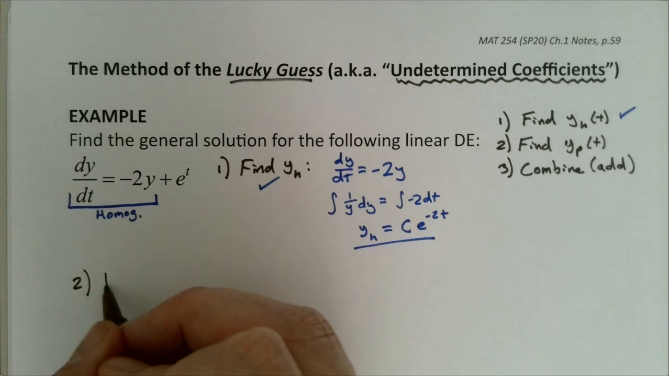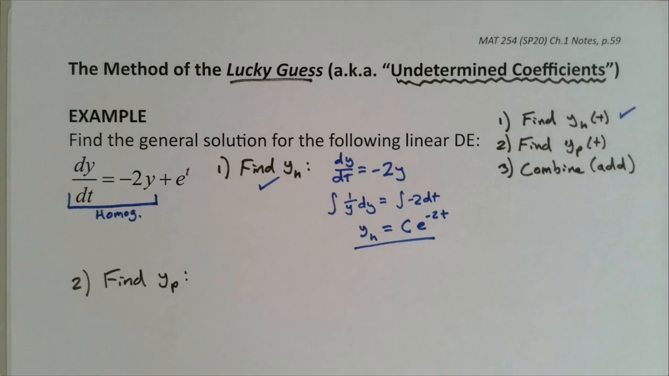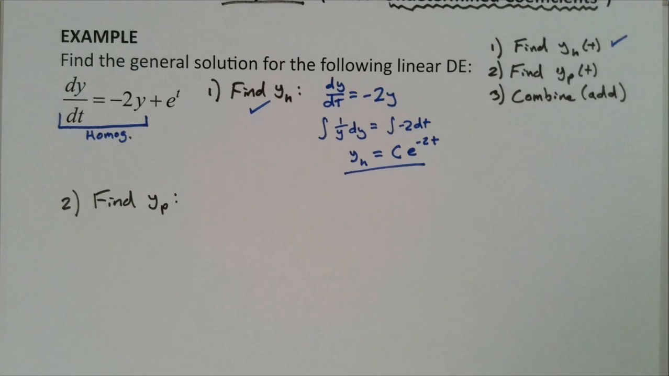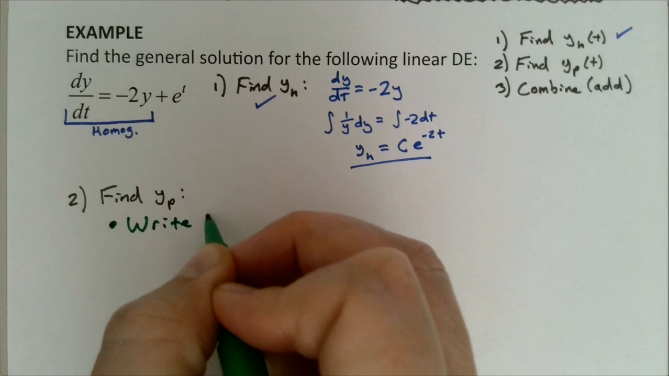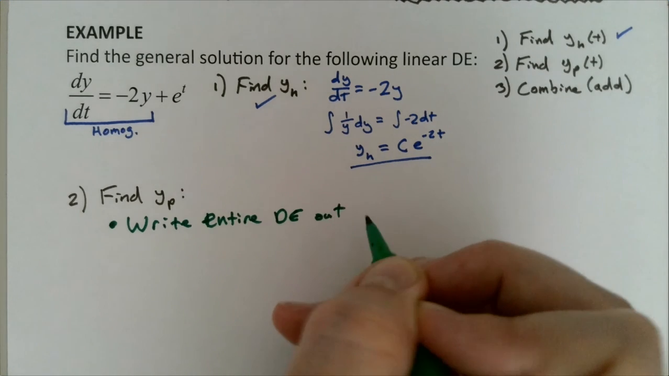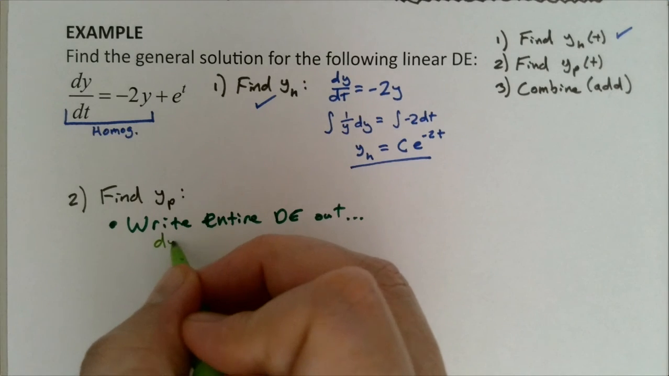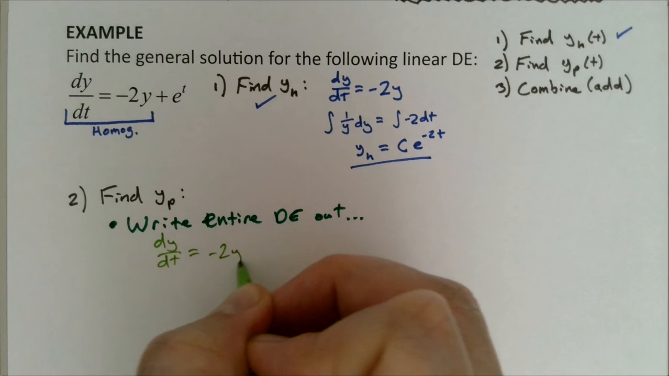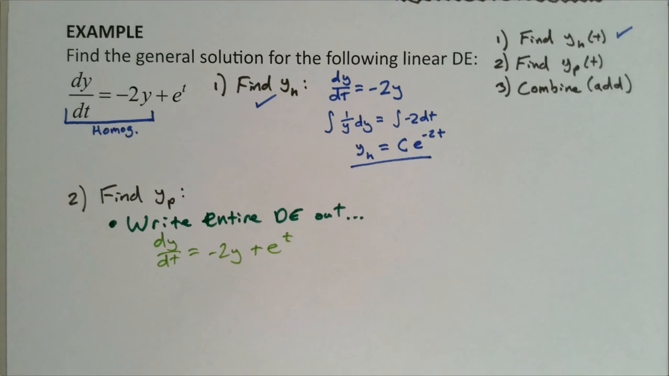So for part 2, we have to find our particular solution. And finding the particular solution has some sub-steps. I'm going to write these sub-steps out, and I'm not going to number them, but I'm going to write them out so I'm explaining what I'm doing here. The first little step is we're going to write the entire dE out. Okay, so nothing too scary. And our entire dE looks like this: dy dt equals negative 2y plus e to the t. Now that's the entire dE, not just the homogeneous part.